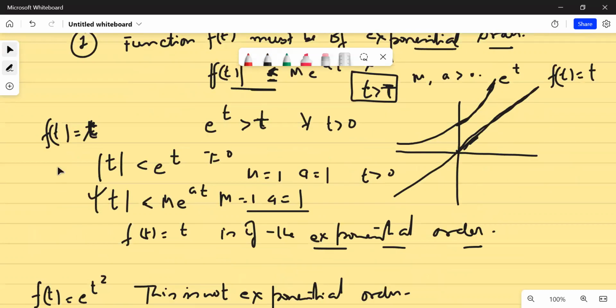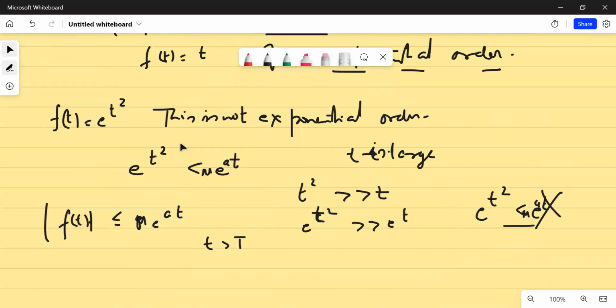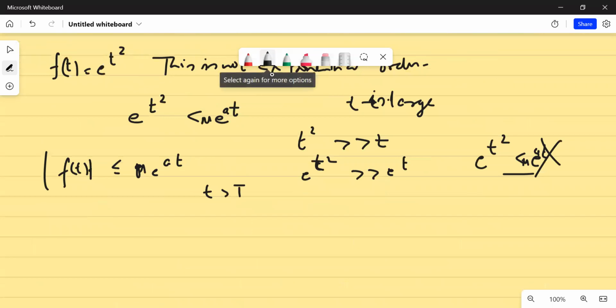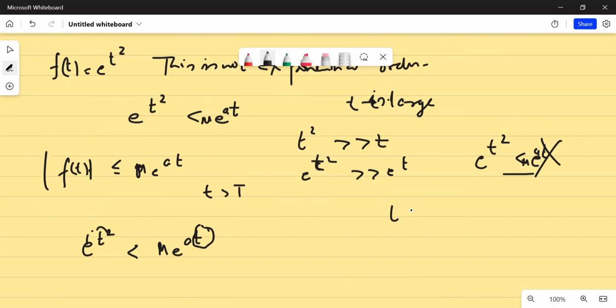So in any case, you can write that. Is that clear? So this particular function e to the power t square cannot be of exponential order. Why? Because we can never write e to the power t square less than some M e to the power t. Because any day, if this is t square, you write 10 to the power 12, you take t equal to 10 to the power 12. So what e to the power t would be?